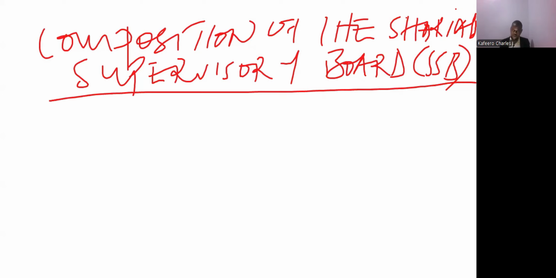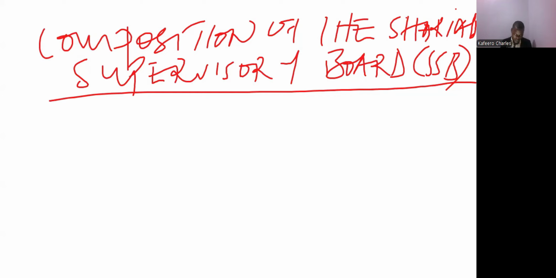Now, the composition is basically what are the kind of people that are supposed to be in that board. It's in terms of the membership. We look at the qualifications of these people, because you can't just take anyone. We are supposed to have certain people with the relevant information. Of course, there are those that are mandatory, like lawyers, but at least the lawyers should have an understanding of the Sharia laws.